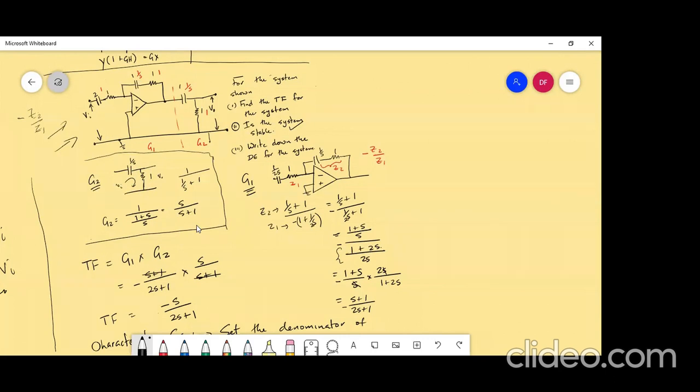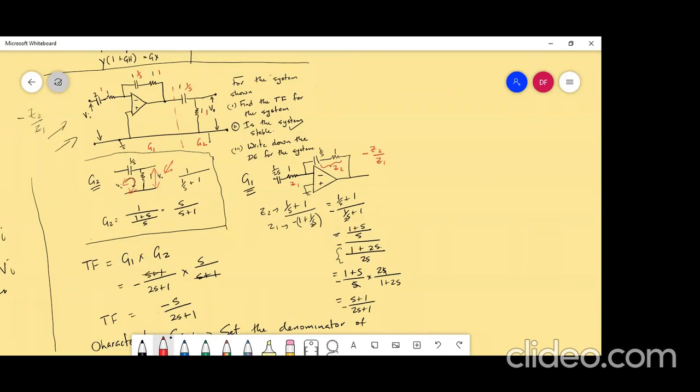Sir, is that the product over the sum or a parallel? No, for this G2, it is the voltage divider rule. So it's the 1 over the sum of the 2 that are here, over S plus 1. So we use a voltage divider rule for that.